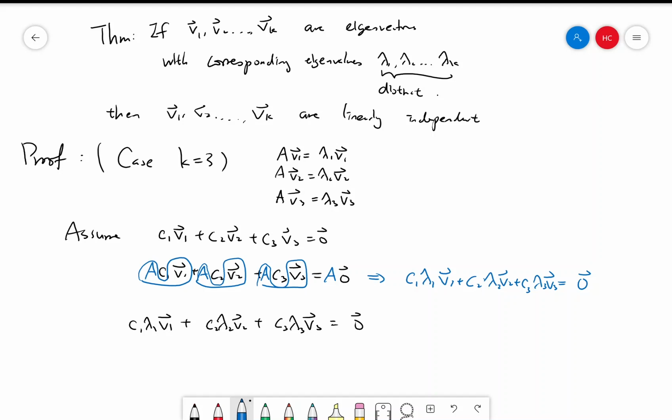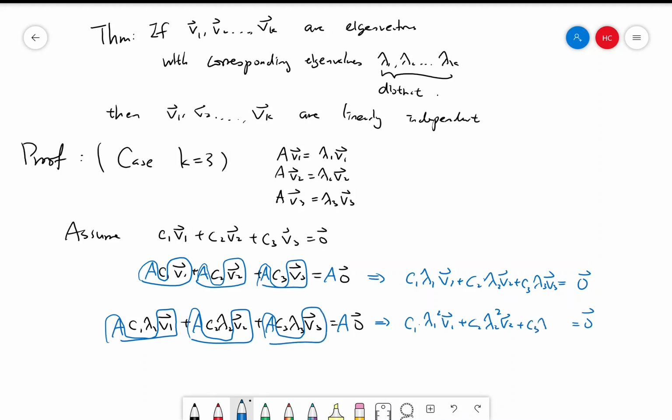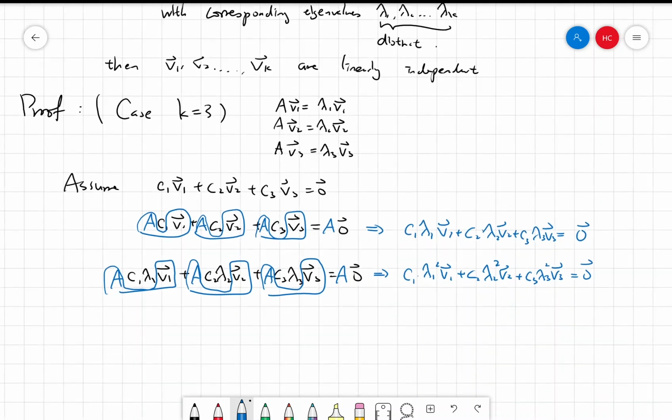Let's multiply by A again. Same thing, the right hand side is still 0 because anything times the 0 vector is 0. On the left hand side, A v1 is again lambda 1 v1. So now we get another lambda, so it'll be c1 lambda 1 squared v1 plus c2 lambda 2 squared v2 plus c3 lambda 3 squared v3 equals 0. Okay, so let's move this up.